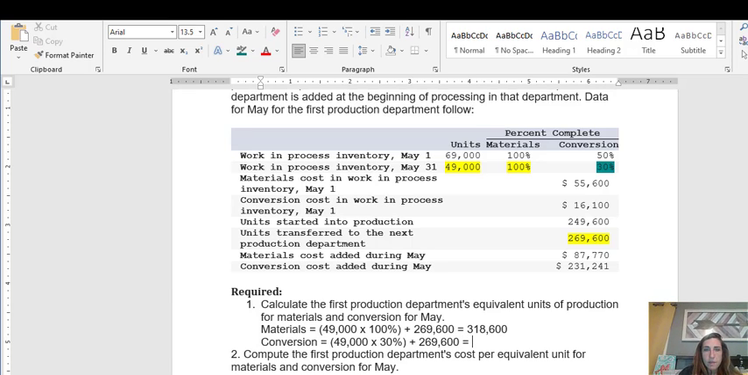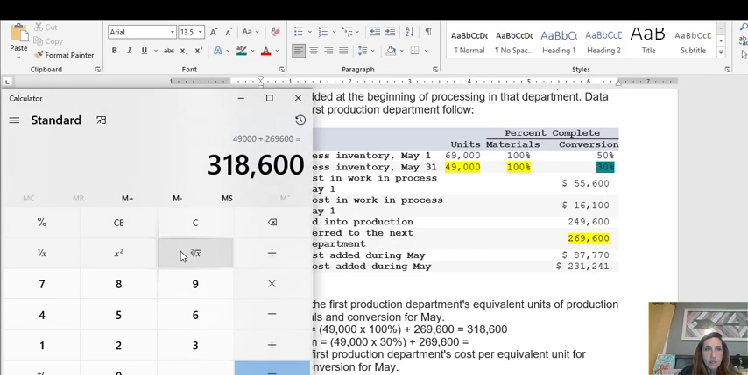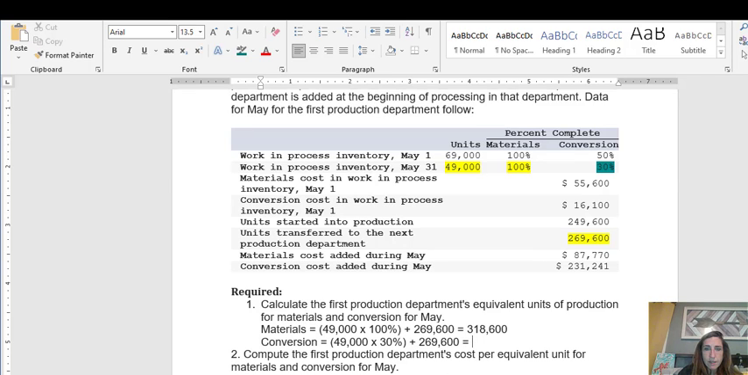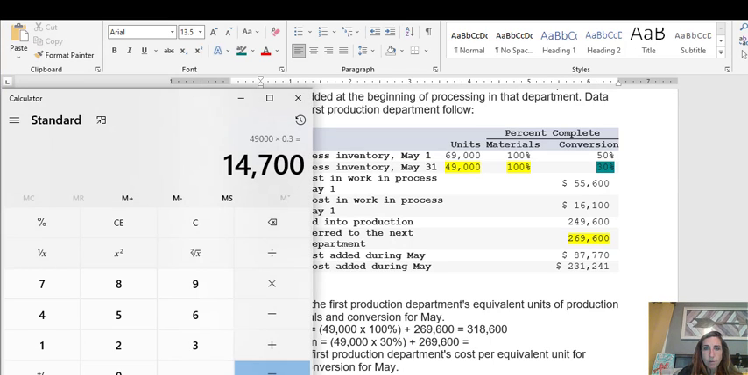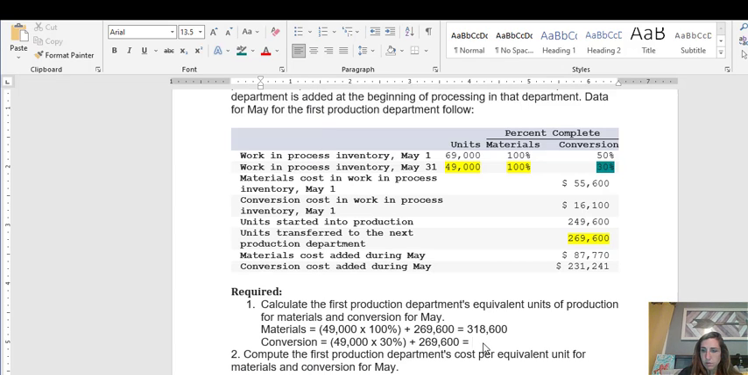I want to point out this amount in the ending work in process, the 49,000 multiplied by 30%, that 14,700. We're going to come back to that number. So make sure when you're doing your work, you either write those numbers down or you remember that that value is actually the equivalent units in our ending WIP for conversion. So I have to take that 14,700 and add it with the 269,600, and then there's my total 284,300.